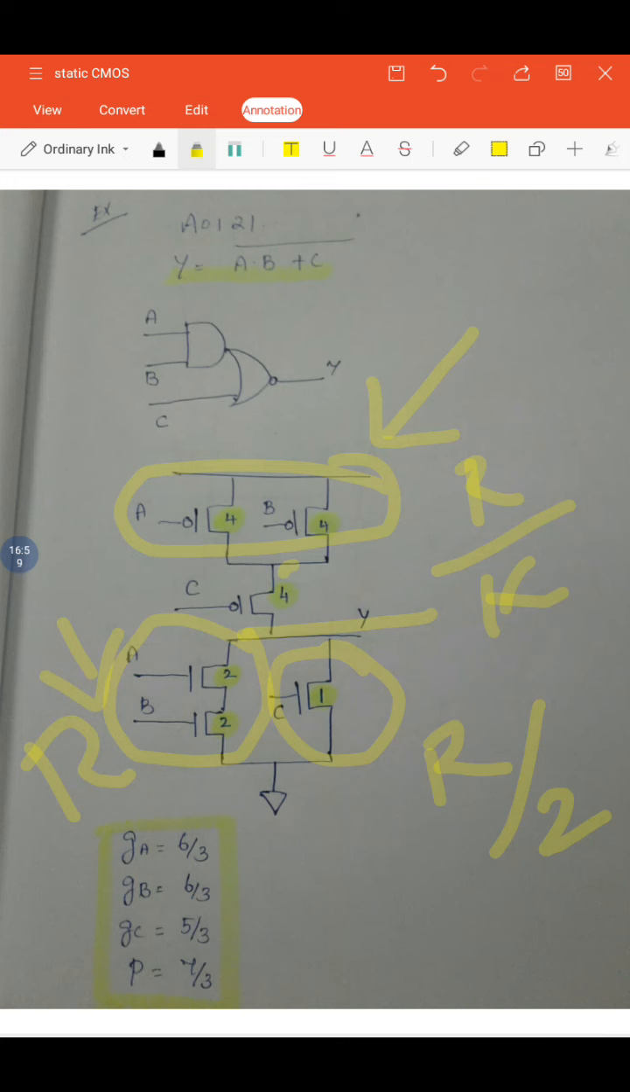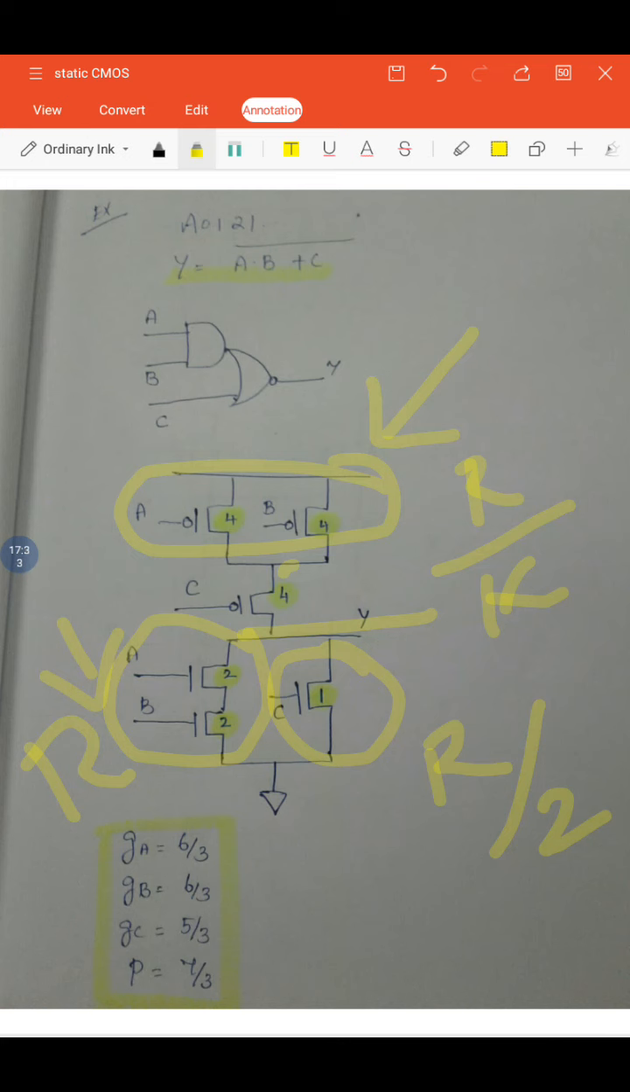If the C line must be connected, what size do I have to choose? C is only one transistor, with one resistance, so R by K, I have to choose K as 1. If I choose 1, then I will get the total resistance R. Since the two branches are parallel, at worst case delay, only C is connected, and it will give the entire resistance R value. So I can maintain the resistance as R.